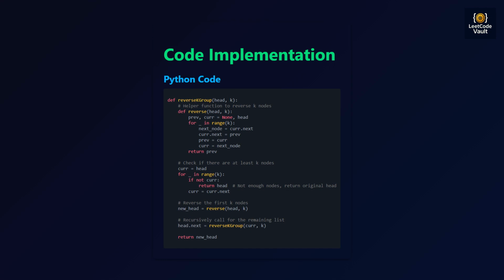We can avoid unnecessary memory usage by implementing the reversal in place, which keeps our space complexity remarkably low. The key is managing pointers cleverly during each k-sized group reversal.